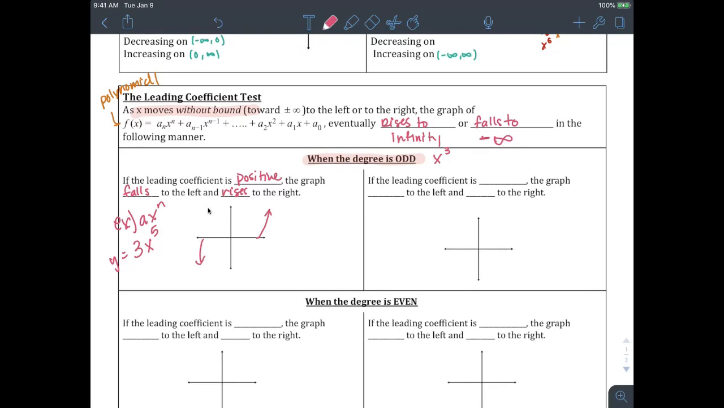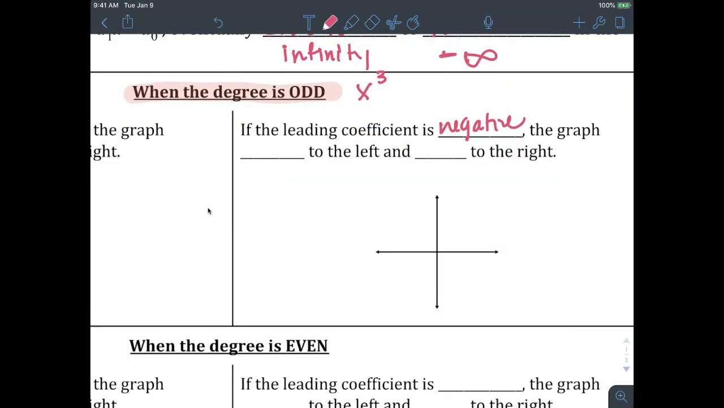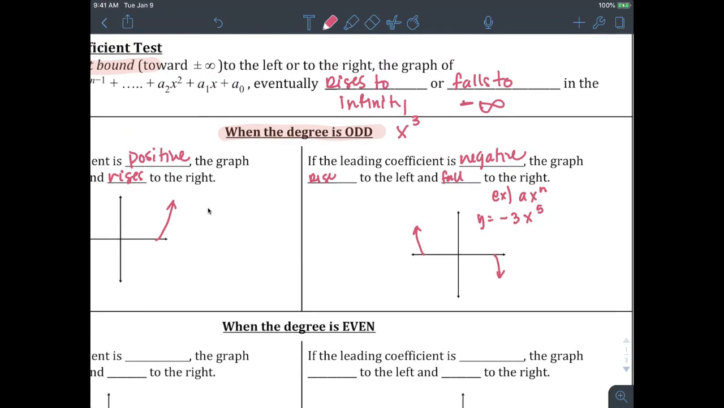And then the next one, if the leading coefficient is negative, the graph will rise on the left and fall on the right. So it looks like this. Again, here's an example. a x to the n, my leading coefficient is a. We're going to be like negative 3x to the 5th power. Okay, that's what the ends look like.